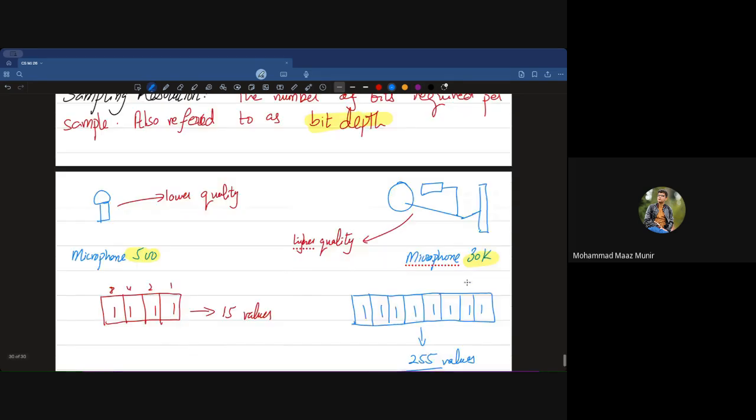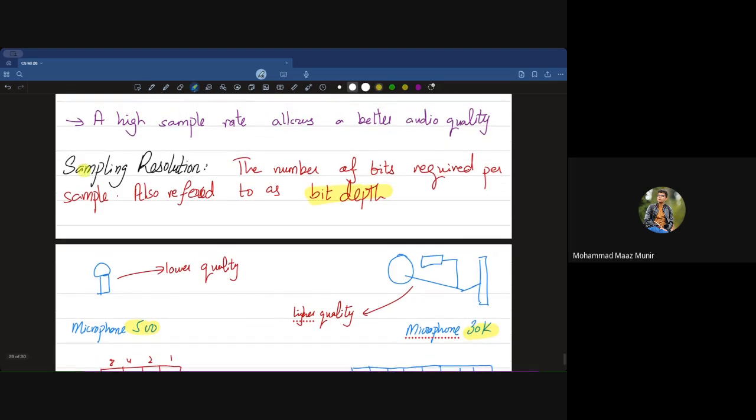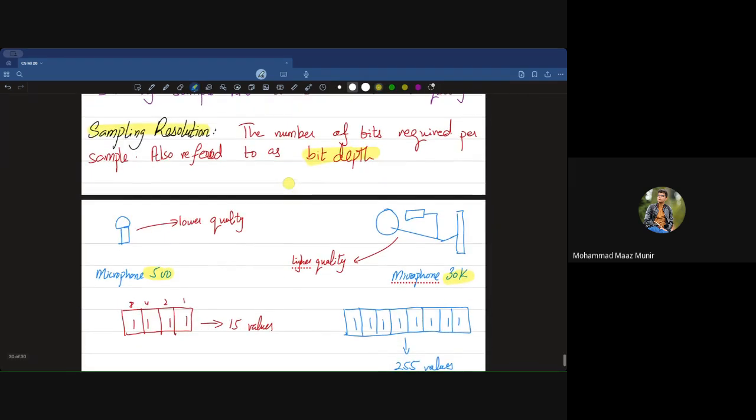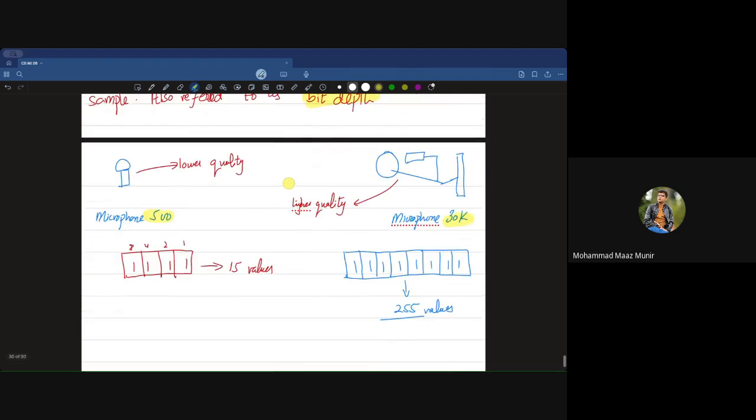So whenever we increase this capacity, we basically say that we have increased the sampling resolution, because sampling resolution means you have to deal with the number of bits required per sample. Up here, it was 4 bits per sample, so it was only occupying 4 bits for each sample, but now it's occupying 8 bits per sample. So 4 versus 8, that's a big difference. There's a very big difference.